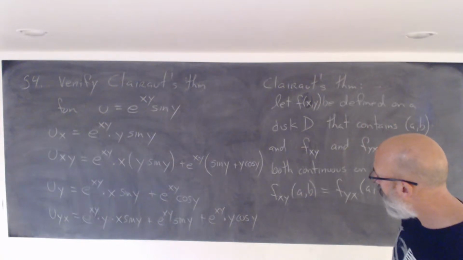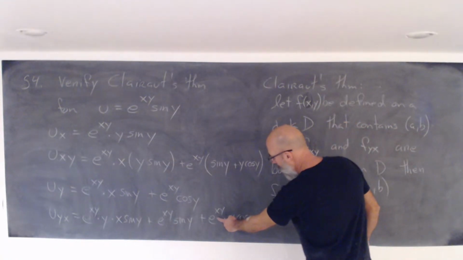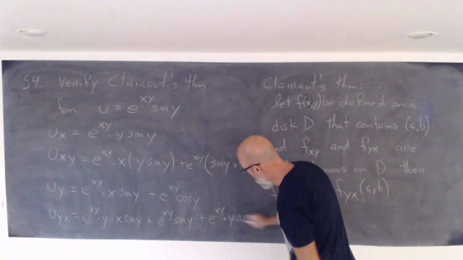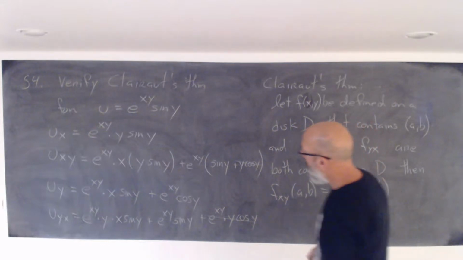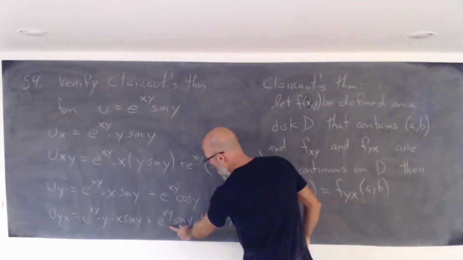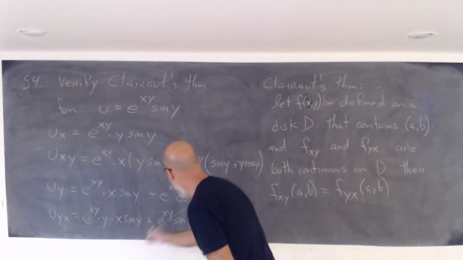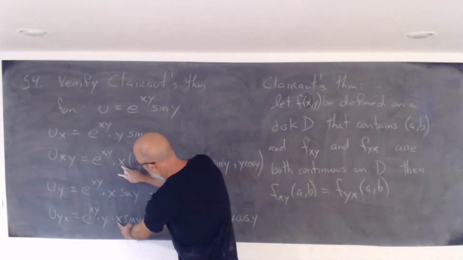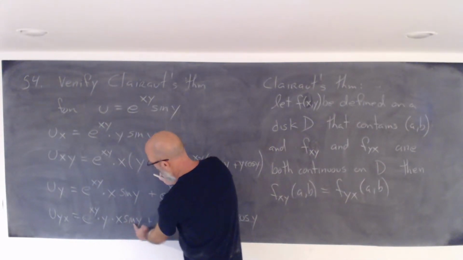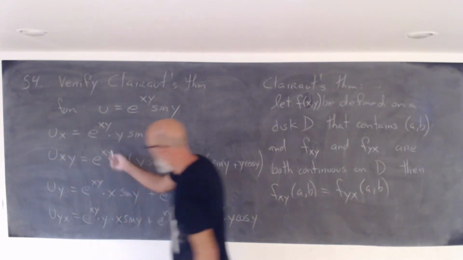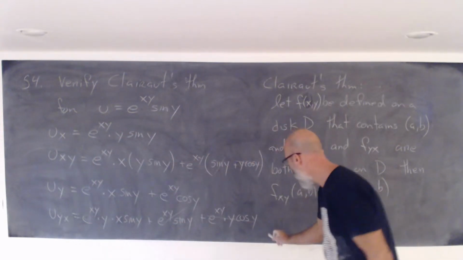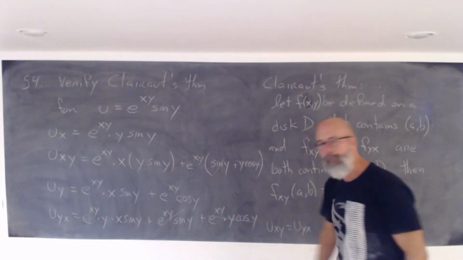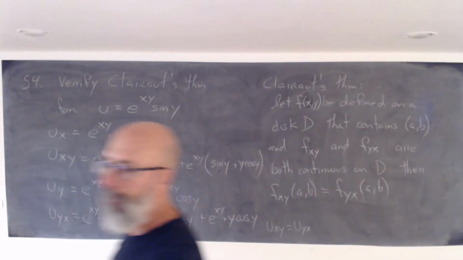Are they the same? E to the xy, y cos y, e to the xy, y cos y, these are the same. E to the xy sine y, e to the xy sine y, these are the same. And x sine y, y, e to the xy, these are the same. It's clear that u of xy is the same as u of yx.